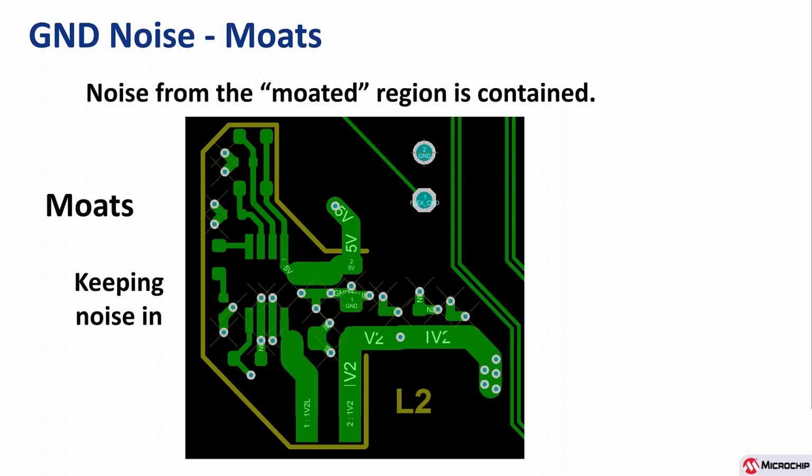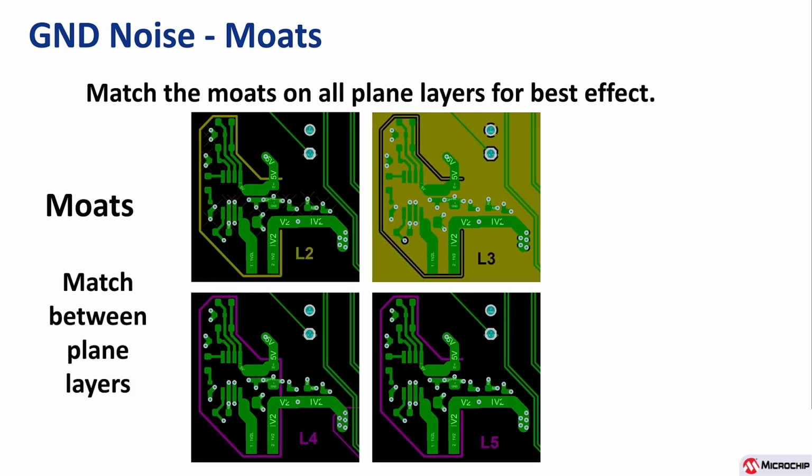When you're doing moats, it's important that as you're trying to contain the return currents, in that case to keep the noises in, this is a switching circuit, that you've got to do it on all the layers. Otherwise, it's still going to just move around on the other layers. So in this case, layers 2, 3, 4, and 5 of a 6-layer board are all contained with moats that are equivalent on all the layers.